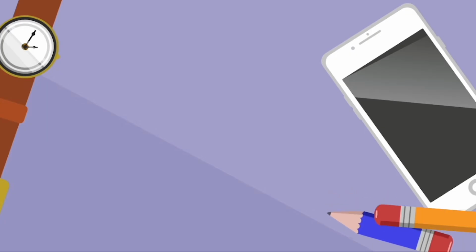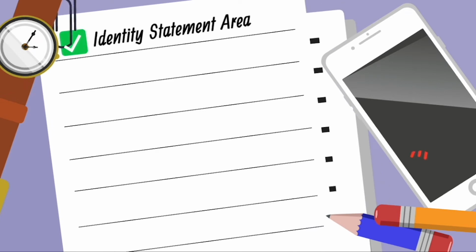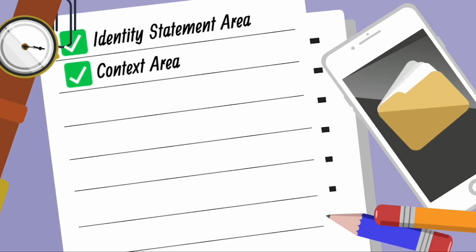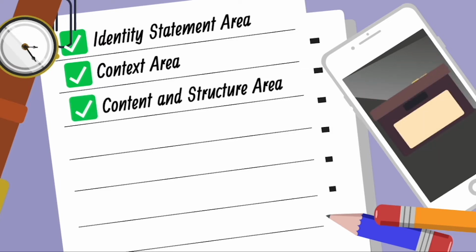All the 26 rules are organized into 7 areas of descriptive information. First is the identity statement area, where essential information is conveyed to identify the unit of description. Second is the context area, which tells about the origin and custody of the unit of description. Third is the content and structure area, which states the subject matter and arrangement of the unit of description.